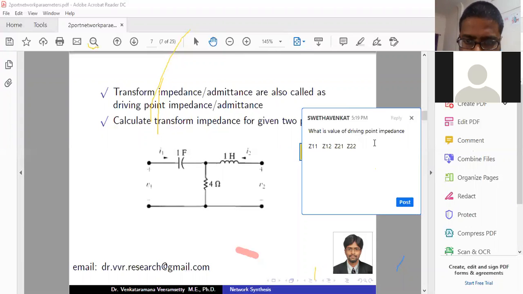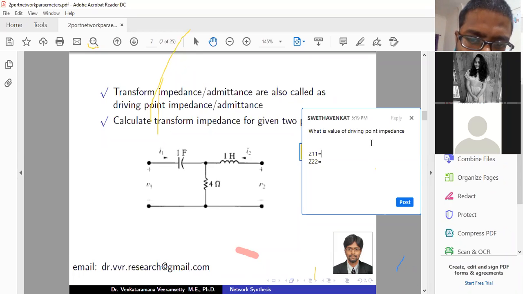Now, what is the value of Z11? Now tell me. Now I am asking, find the driving point impedance function. I am asking for the driving point impedance. So as you are saying, Z11 is one driving point impedance, Z22 is another driving point impedance. So what is Z11 and what is Z22?